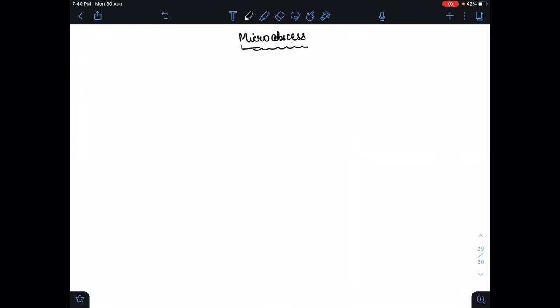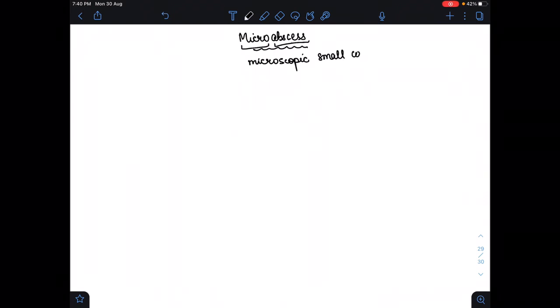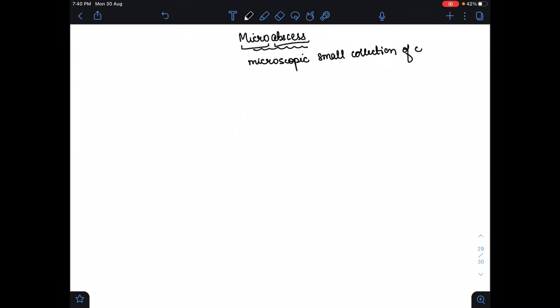So as the name suggests, micro means small and abscess means a collection of cells. So here it is a microscopic, small collection of cells. This means that a microabscess is a collection of small cells.